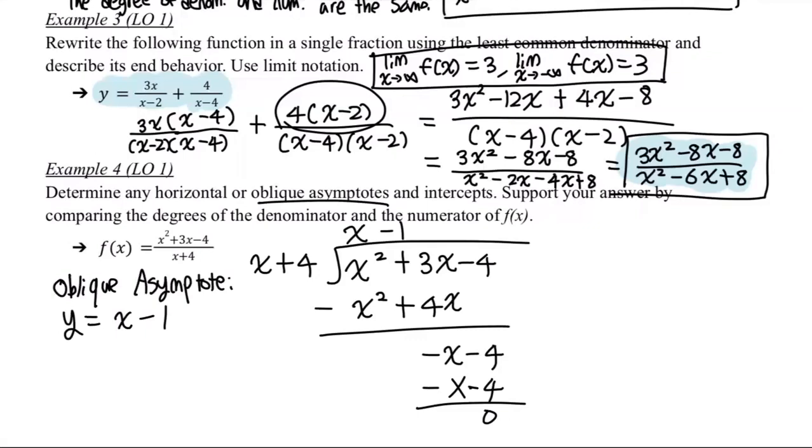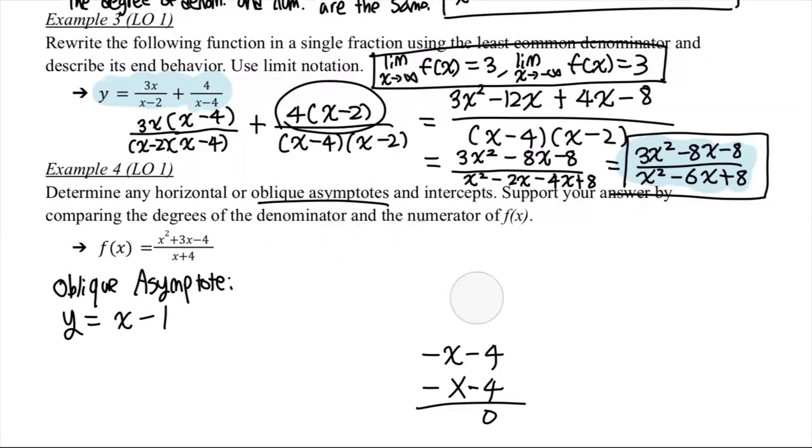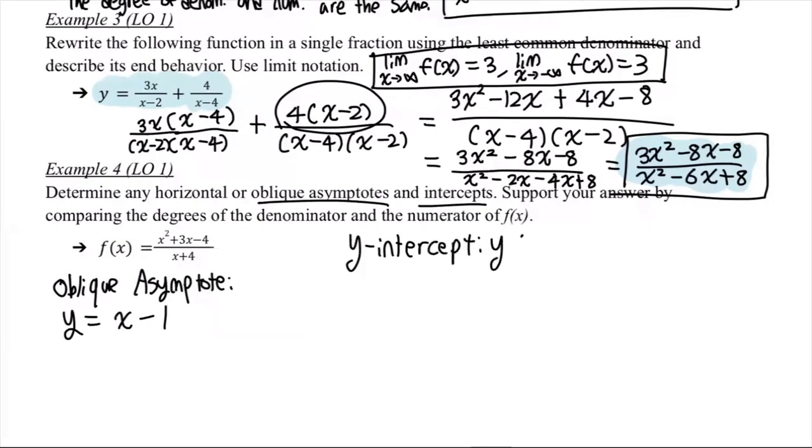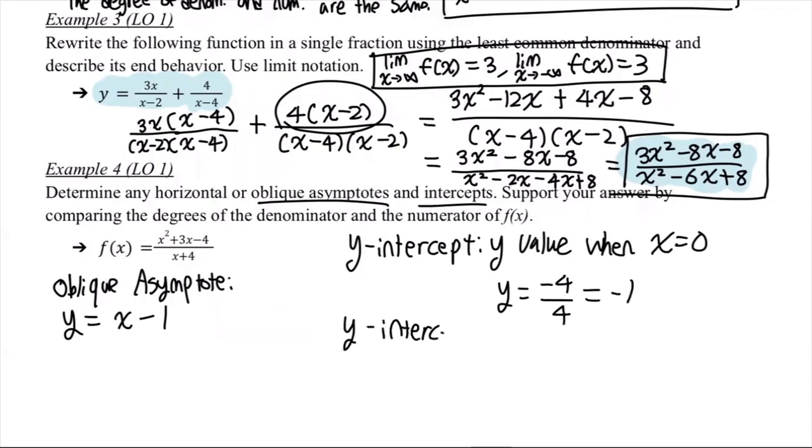Great, let's determine if this also has some intercepts. Okay, how can we find if this has an intercept? So the definition of y-intercept is the y value when x is equal to 0. So if we plug in 0 to this entire thing, we get y is equal to minus 4 over 4, or minus 1. So we essentially found that the y-intercept is at (0, negative 1).